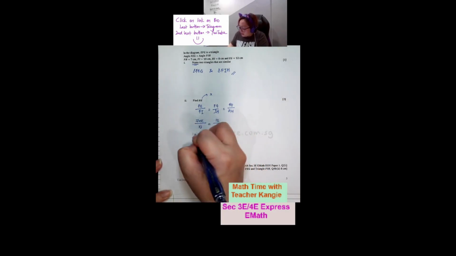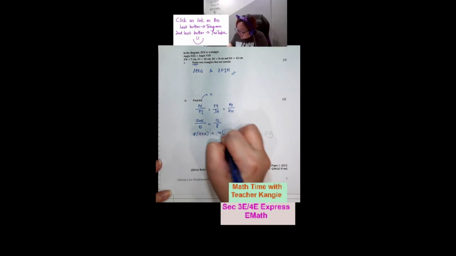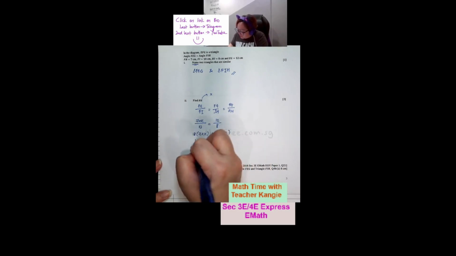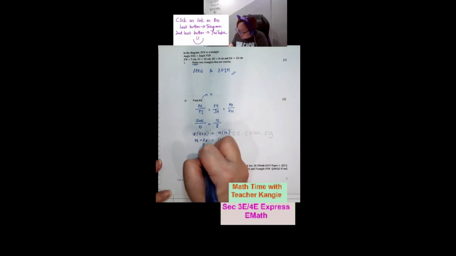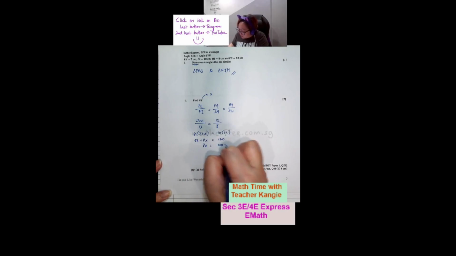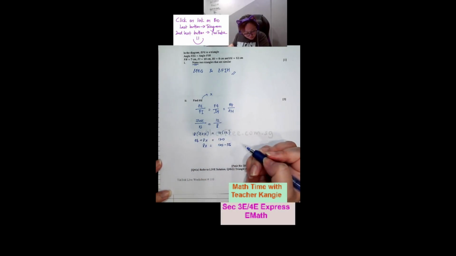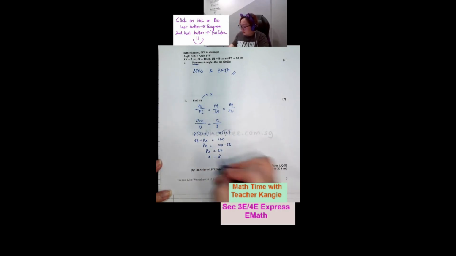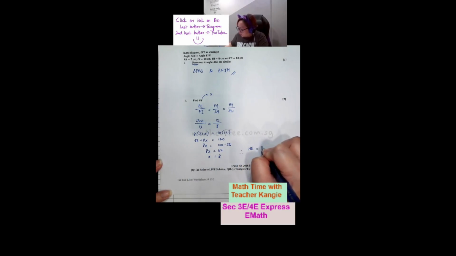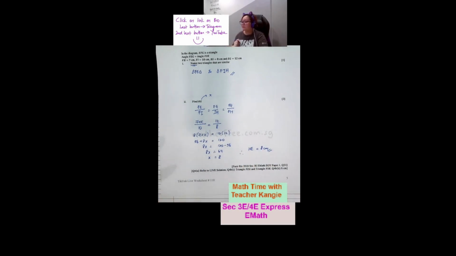Cross multiply. So I have 8 times (7 plus x) is equal to 10 times 12. So I have 56 plus 8x equals 120. 8x equals 120 minus 56. So 8x is equal to 64 and x is equal to 8. So therefore, I know that my HE is equal to 8 cm. Done.